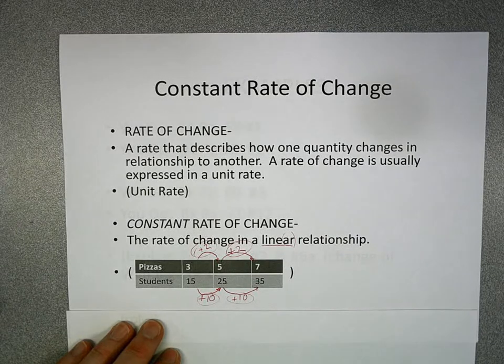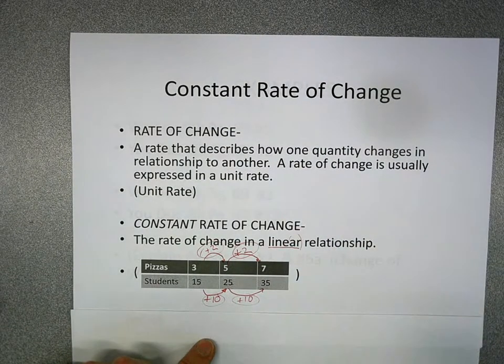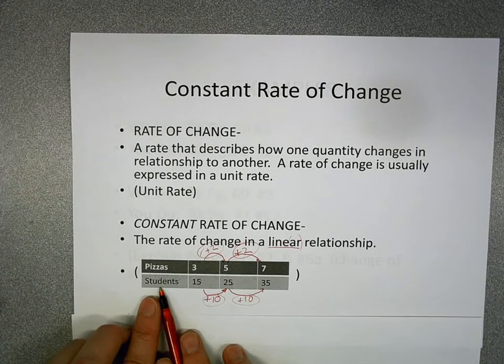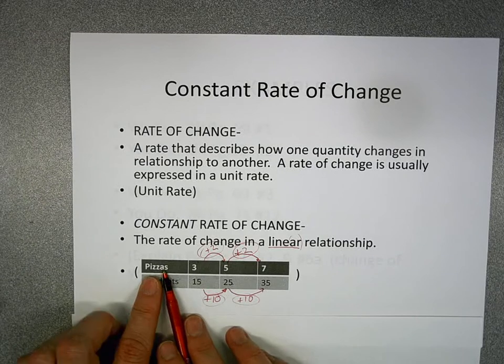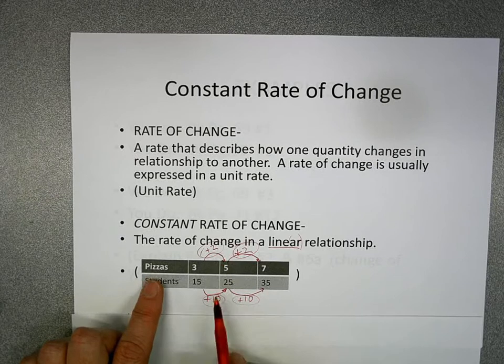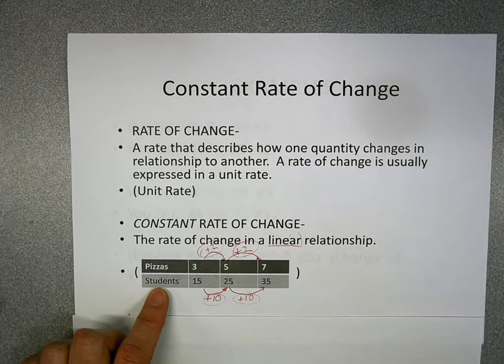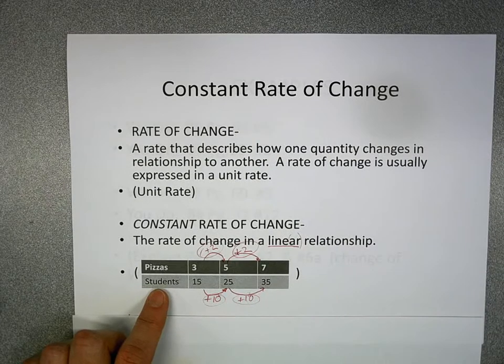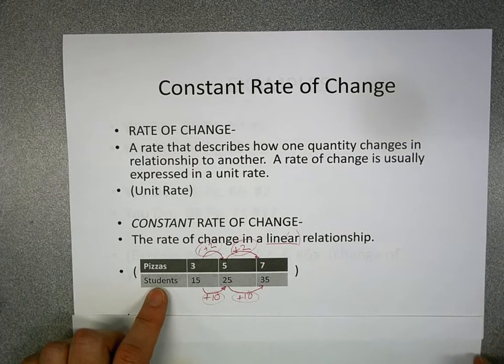So that's kind of how it shows. That is the rate of change. If one quantity, that's what the definition says, if one quantity of students increases by 10, the other quantity, the other item of pizzas, has to increase by 2. That's what that's talking about. That is called a rate of change. And because in this case it's constant, that would be considered a constant rate of change. It actually goes a little bit further than that. We're going to talk about that during our lesson.